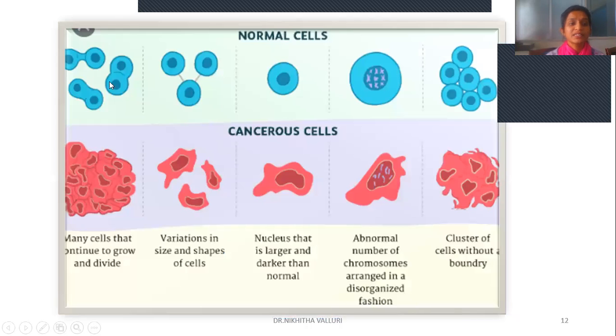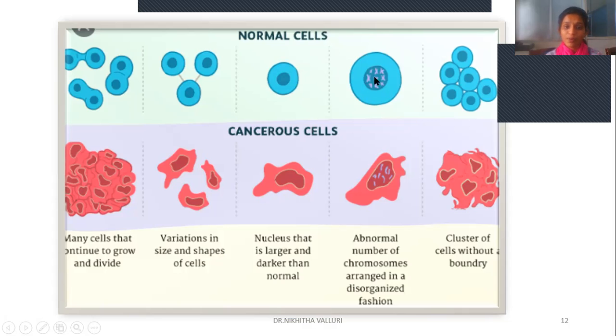If you see in this picture, these were the normal cells, these were the malignant cells. They will continue to grow and divide. These were irregular in size and shape. Here the nucleus is proportionate to the cytoplasm. Here the nucleus is very large and the shape is abnormal, and the shape of the nucleus is also changed. And here these were the genetic material.